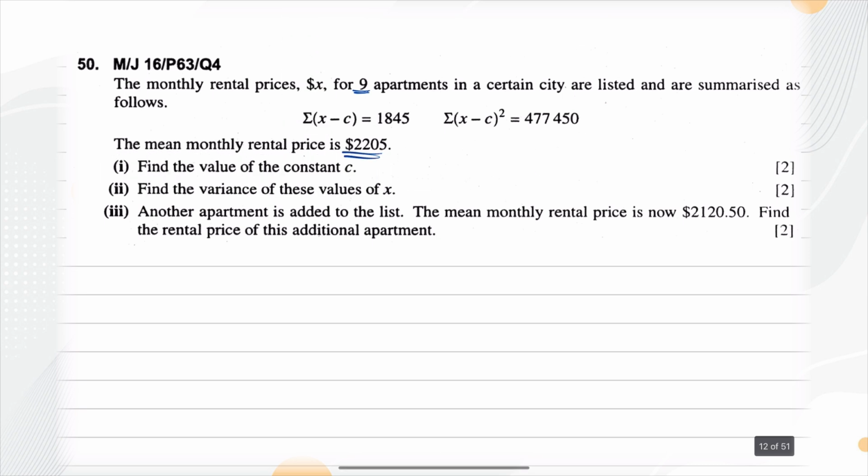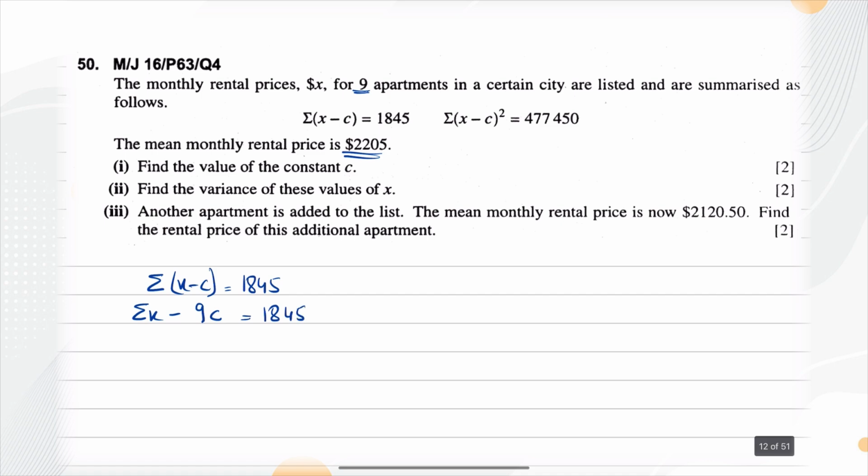Then it says the mean monthly rental price is 2205. So obviously that is also very important. Find the value of the constant c. So c is basically what you're subtracting from the 9 values of x. So let's break this formula down. Summation x minus c, which is equal to 1845, basically means that you had summation x and you subtracted c how many times? 9 times, because you have a total of 9 values of x. And that's how you ended up with 1845.